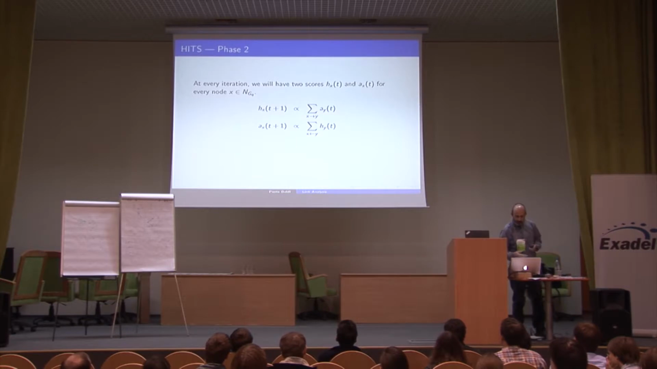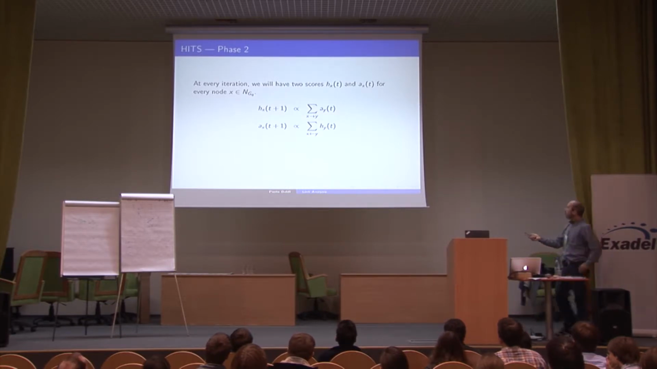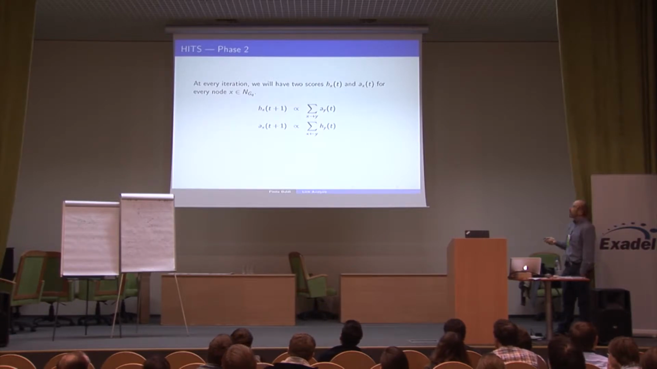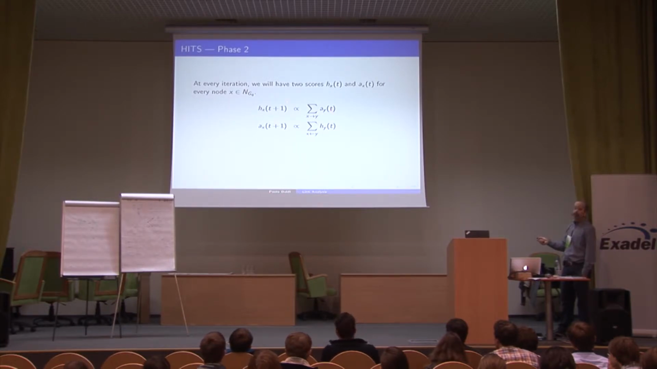And then to compute the score at time t plus 1, you do the following. So how authoritative is page X? Well, it depends on the pages it points to. So you look at the pages X points to, and for each of these pages, you sum up its authoritativeness. Because a page is a good hub if it points to authoritative pages. And on the other hand, a page is authoritative if it's pointed to by many hub pages. Okay? So that's what you do at every step.